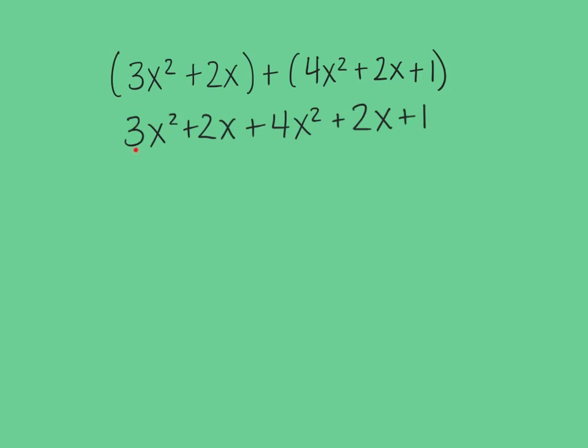So first of all, we have 3x squared, meaning we have 3 x squareds. So I can make 3 tiles that have an x squared. Okay, next up we have a positive 2x, meaning we have 2 positive x's. So I'm going to make 2 tiles that have a positive x. Next then we have a positive 4x squared. So I have 4 x squareds. So I'm going to make 4 tiles that have an x squared, since I have 4 of them.